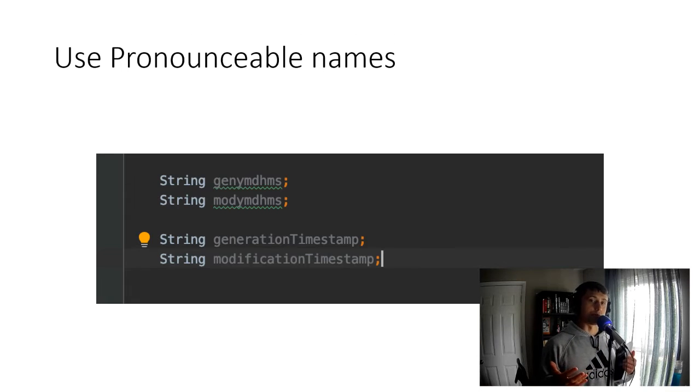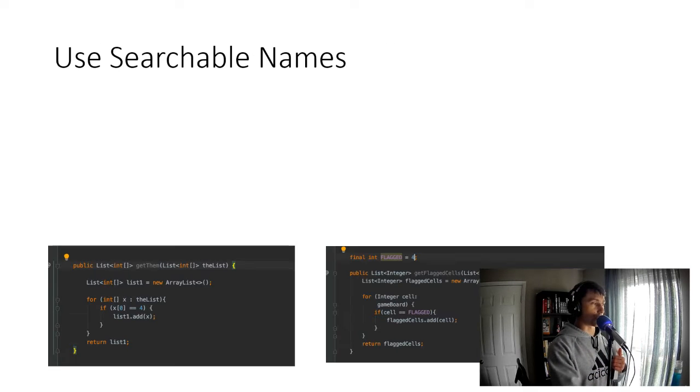Also, it's just not pronounceable. If you're collaborating, you're on a Teams call with one of your coworkers, it could get confusing saying, oh yeah, we got to change Jen Yimid hymns and mod Yimid hymns. Use pronounceable names like the last two variables I have there. So generation timestamp, modification timestamp. And if you see there, GEN for generation, and then the timestamp: the year, the month, the date, the hours, minutes, seconds. Yeah, generation timestamp. It's clear, concise, and also very importantly, it is pronounceable.